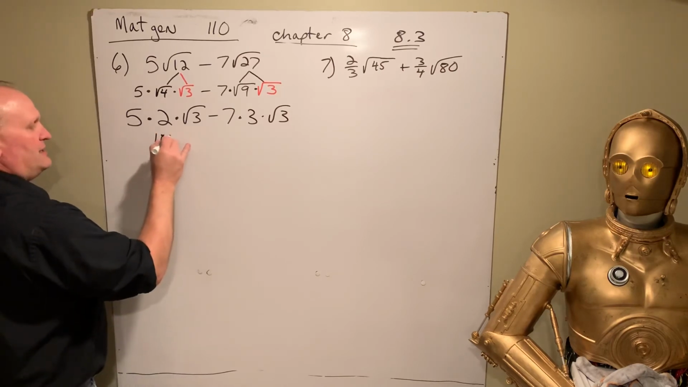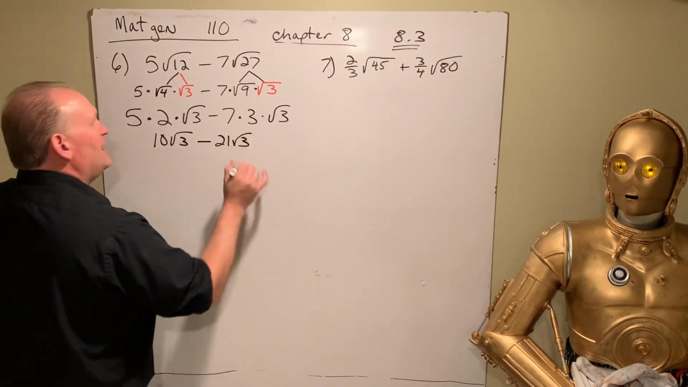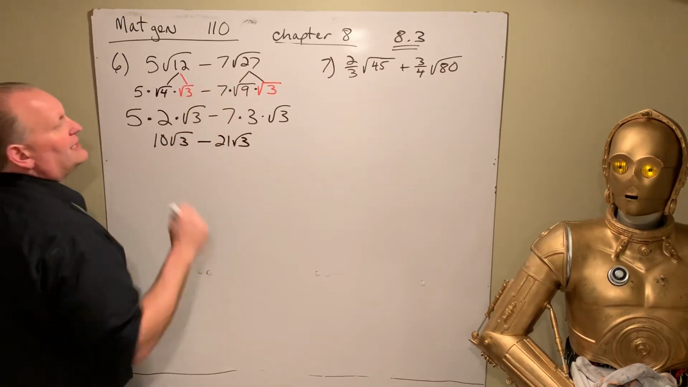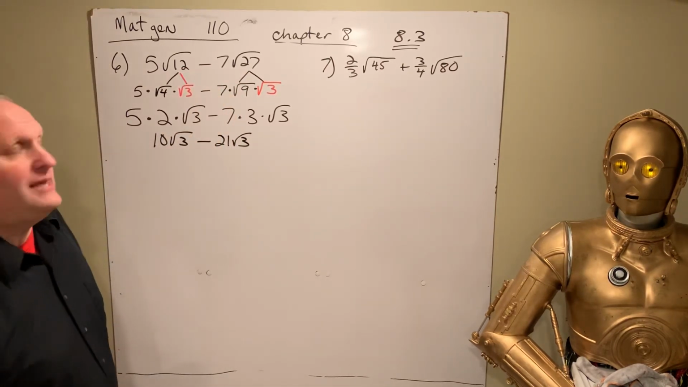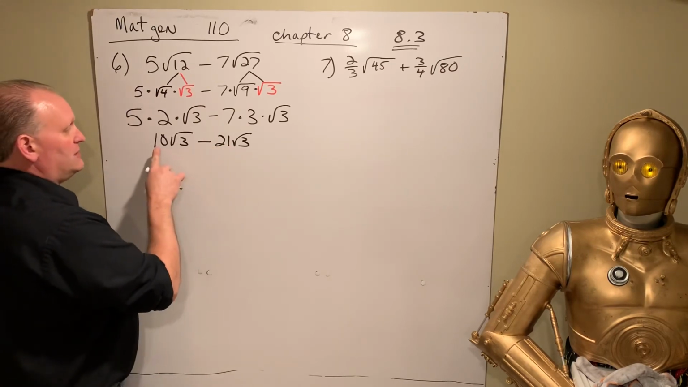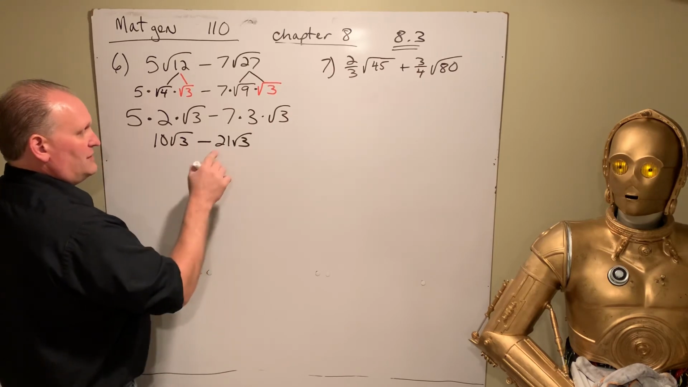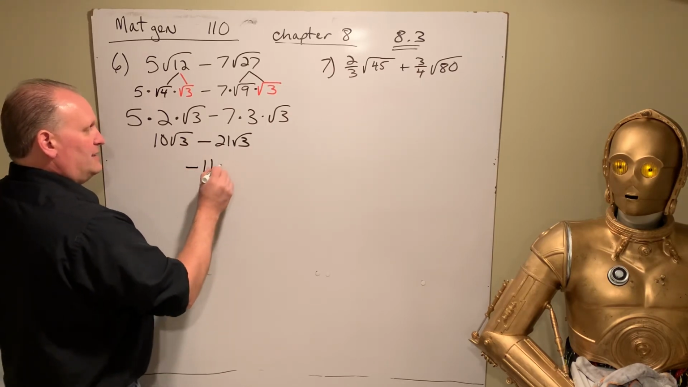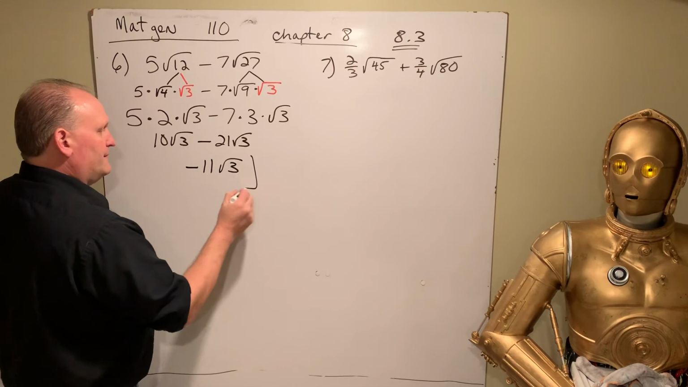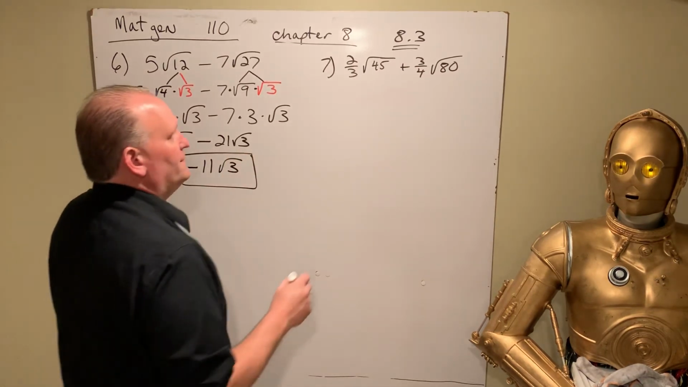So that is 10 square roots of 3 minus 21 square roots of 3. So initially when we started, it looked like they were unlike terms. But then after we simplified it, they turned out to be like terms. And so we could do 10 square roots of 3 minus 21 square roots of 3. 10 minus 21 is negative 11 square roots of 3. And that's our answer. Let's do this one.